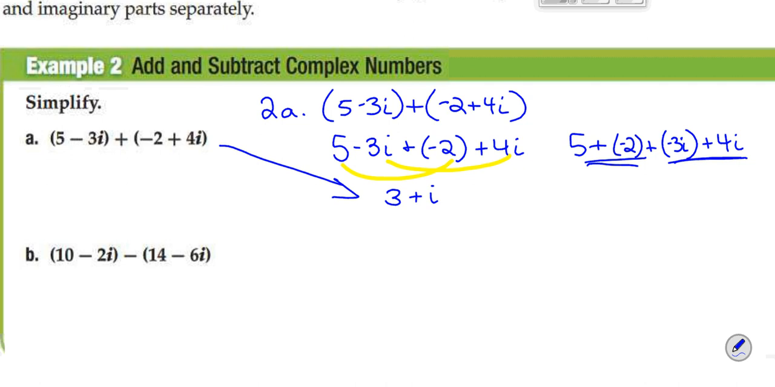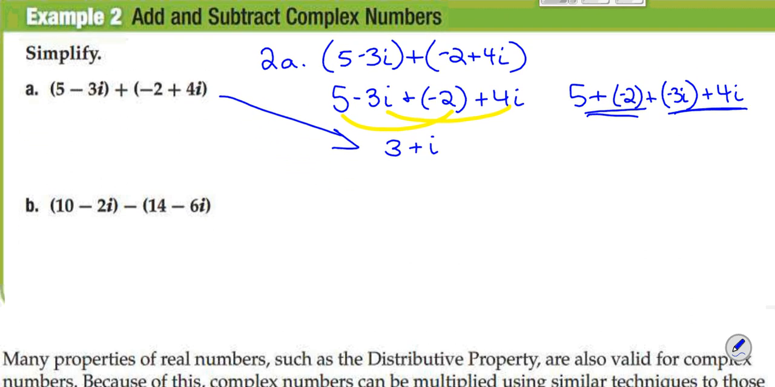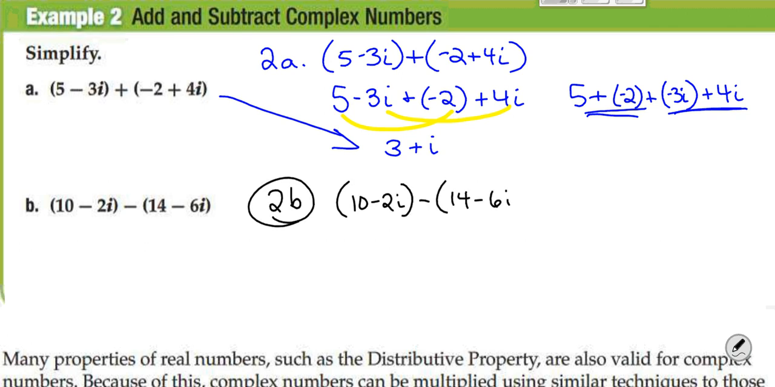But when you get down to this next one, which is a subtraction problem, I say caution, caution, caution, because this is where we lose things and make some mistakes. So 2b, write this down: parentheses 10 minus 2i minus parentheses 14 minus 6i. Why don't you pause this recording right now and try that one and see what you get, and then we'll compare it.